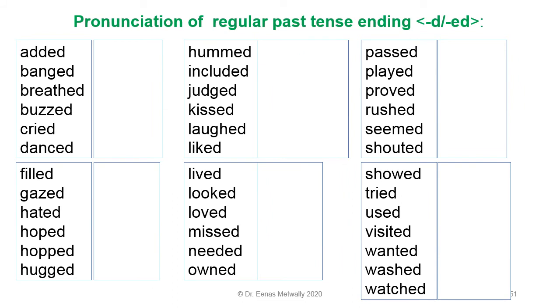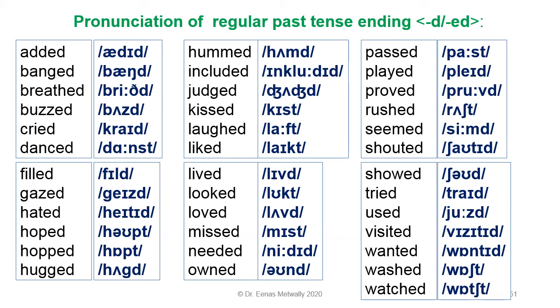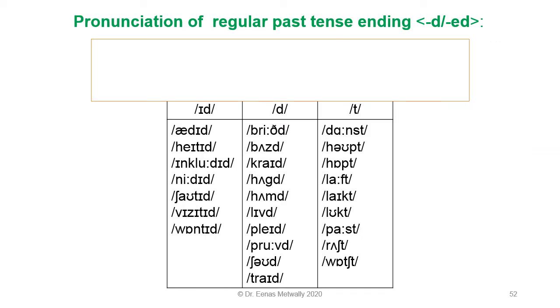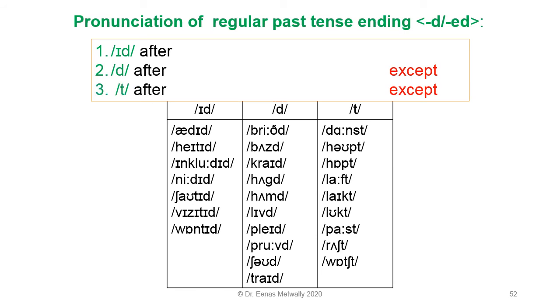Read the following verbs aloud. Which of them ends with an id, which one ends with d, and which ones end with t? I have transcribed them for you. Divide them into boxes: id, d, and t at the end. Here's the table with id verbs, d verbs, and t verbs. Can you complete the rule? Id comes after, d comes after except, and t comes after except.